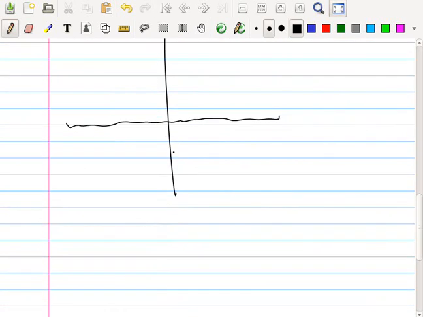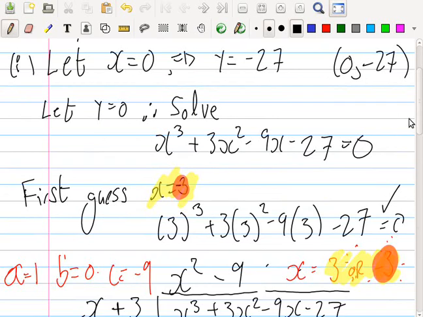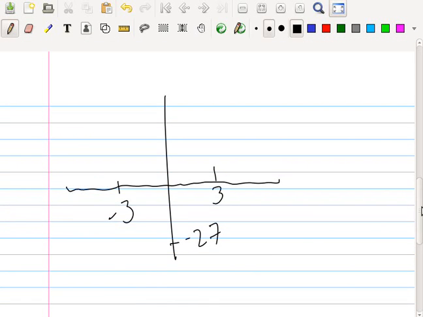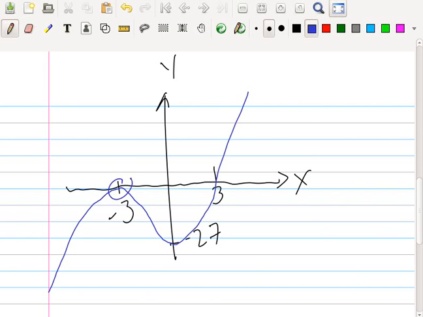Minus 27. And what was it? Minus 3 and 3. And does it go up or down at the beginning? Up. So I need it to go up through that. Yeah, so it'll be like this. Touches here, then touches here, and then touches here. So there are only 2 roots.